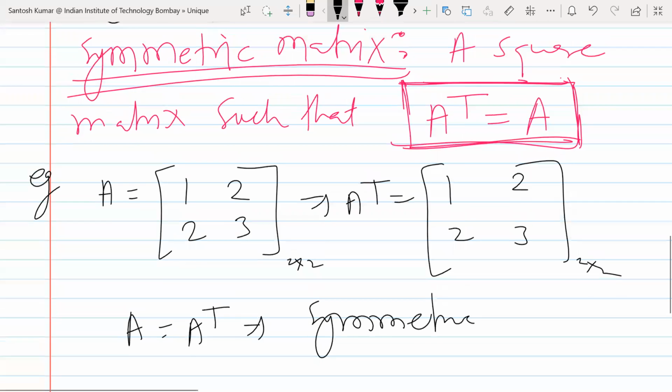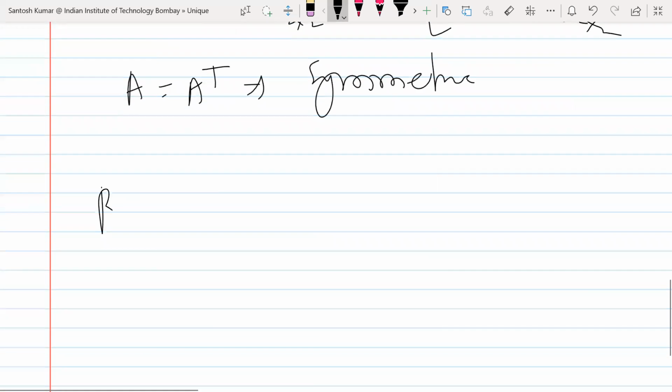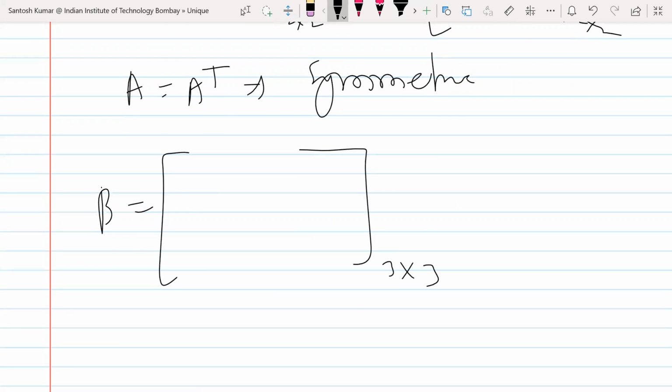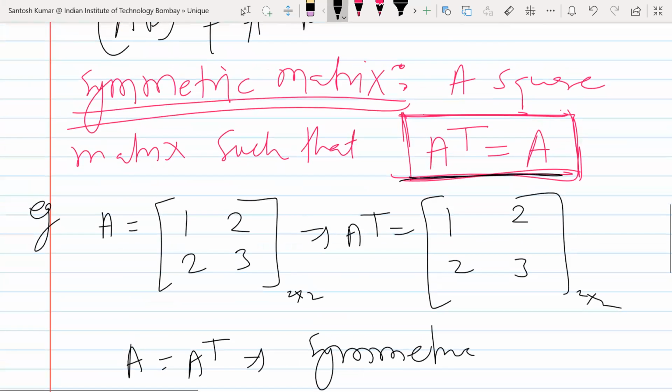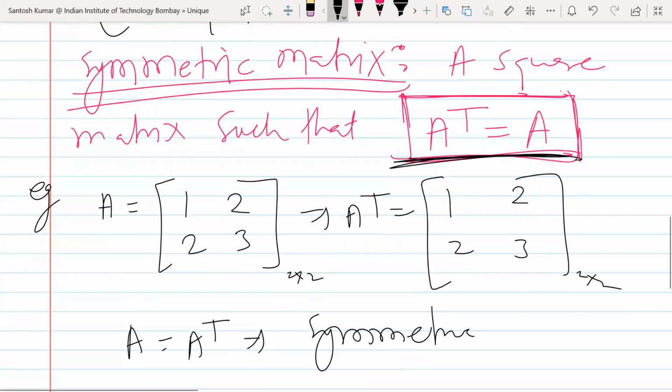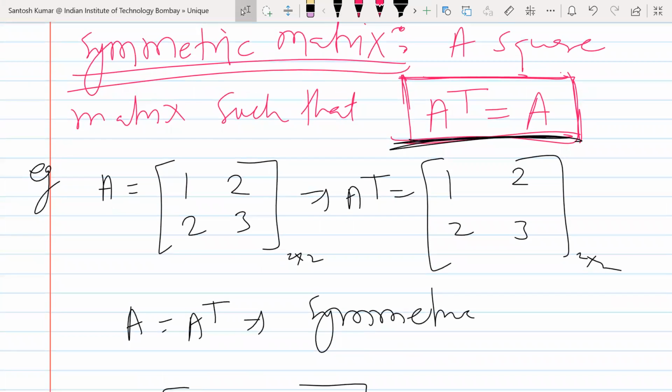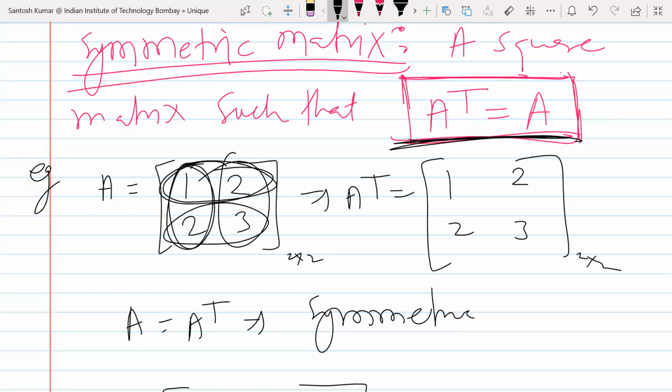So how can I write it? Suppose I want to write a 3 cross 3 symmetric matrix. Symmetric means A transpose should be equal to A. In transpose, we interchange rows and columns. So we just have to know a trick: row and column must be equal. The first row and first column must be equal. The second row and second column must be equal. Then after interchanging, it will produce the same matrix.